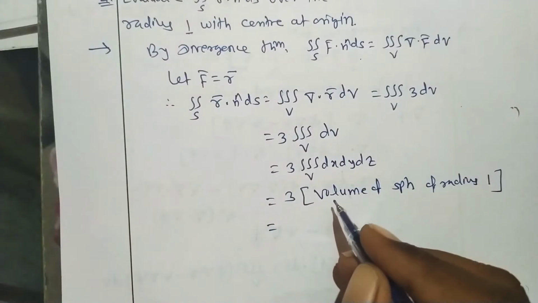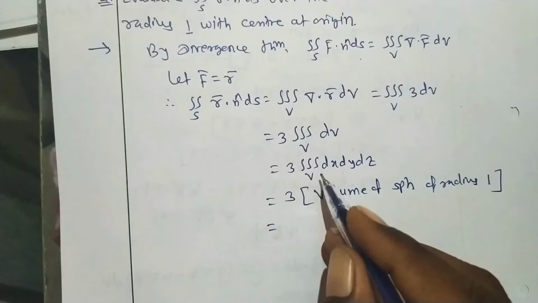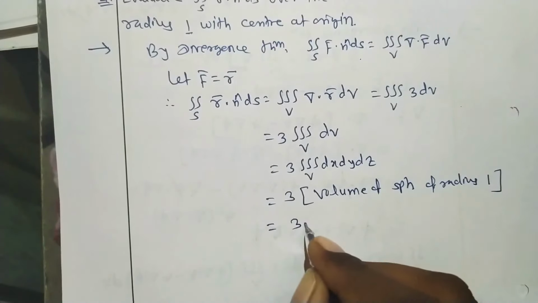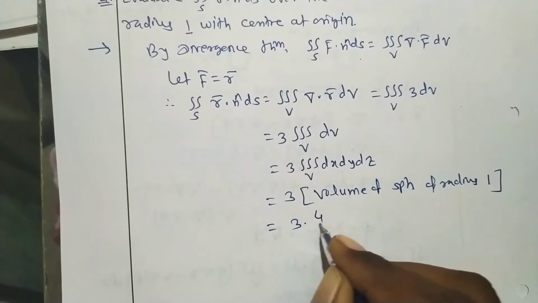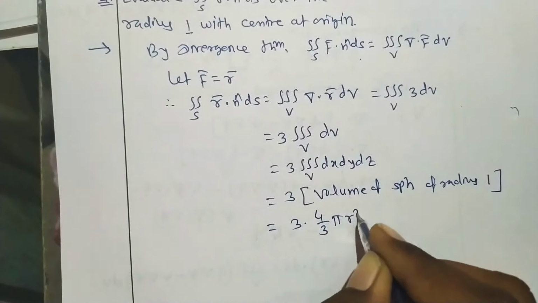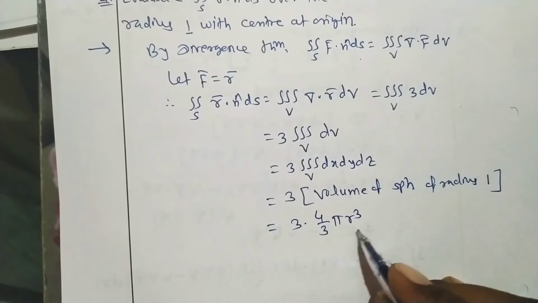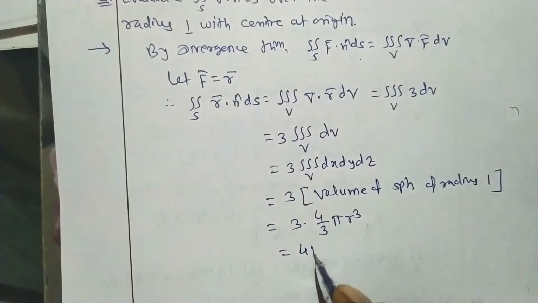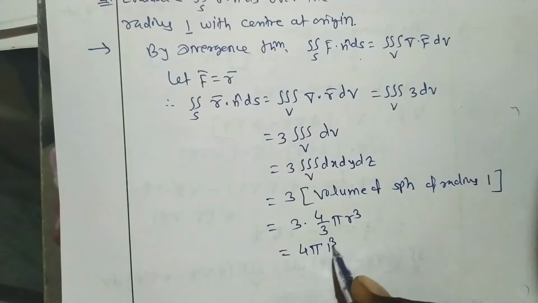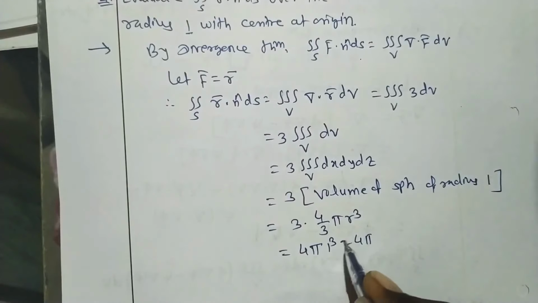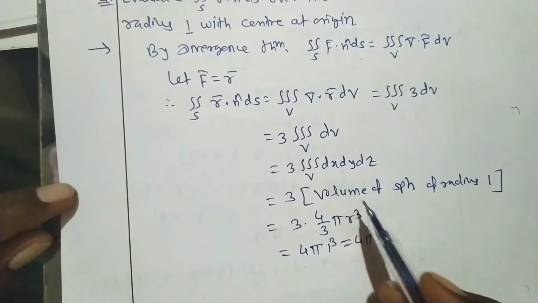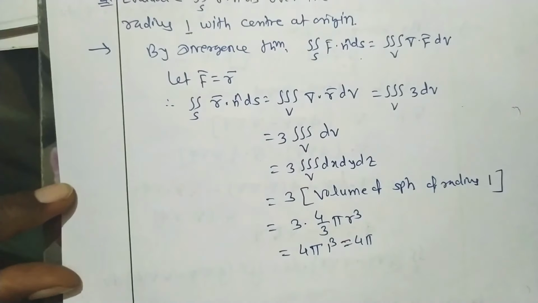Now we can solve this problem in two ways. First, we can use spherical polar coordinates for finding the volume of the sphere, or we can use the formula directly. We know that the volume of a sphere is 4/3 pi r cubed. And what is r here? r is equal to 1, meaning the radius of the given sphere is 1, so the 3 gets cancelled, so the answer is 4 pi into 1 cubed, which is equal to 4 pi. Or we can use spherical polar coordinates here. Using spherical polar coordinates also we can find the volume of the sphere.